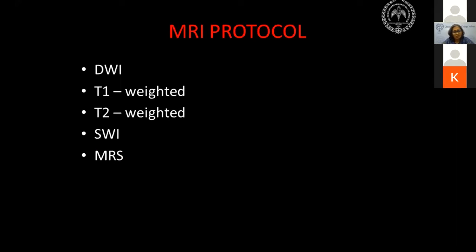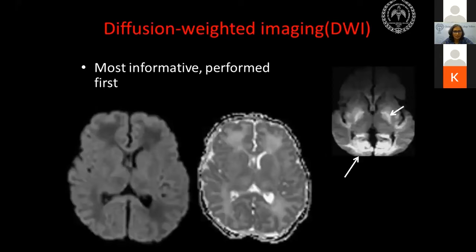What is the MR protocol that needs to be followed? This is the basic protocol: diffusion-weighted images, T1-weighted imaging, T2-weighted imaging, SWI, and MRS. I'll just go over these different imaging sequences. I know we've had a detailed description of these sequences already, but this is just in this context. Diffusion-weighted imaging is the most informative, especially in neonatal encephalopathy, and it can be performed first.